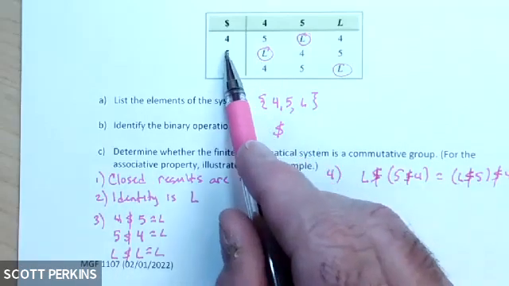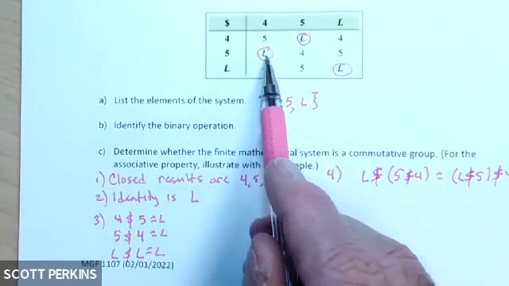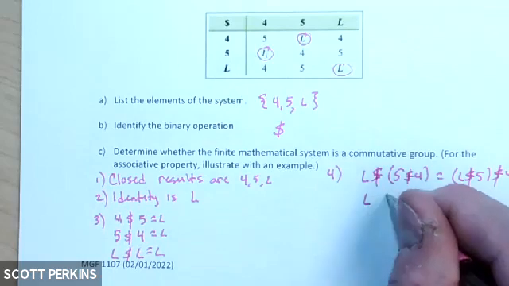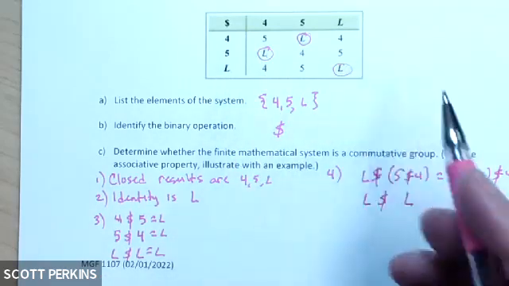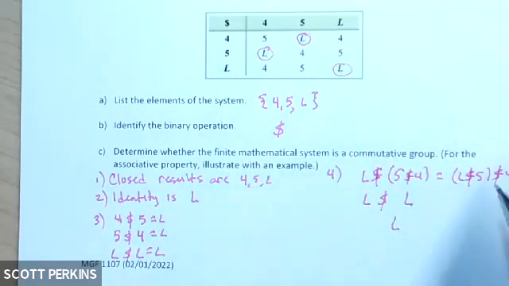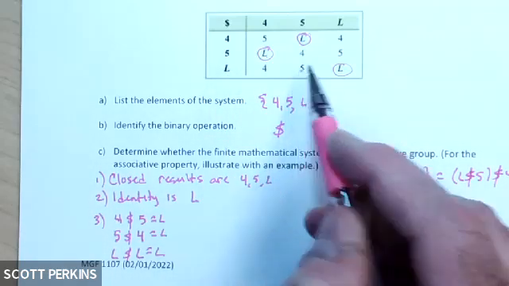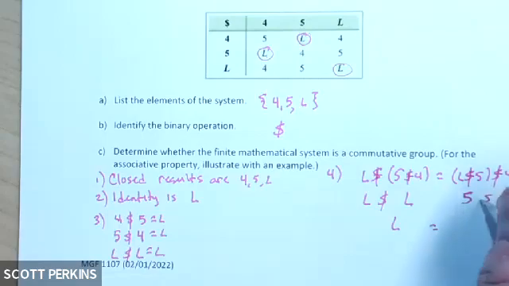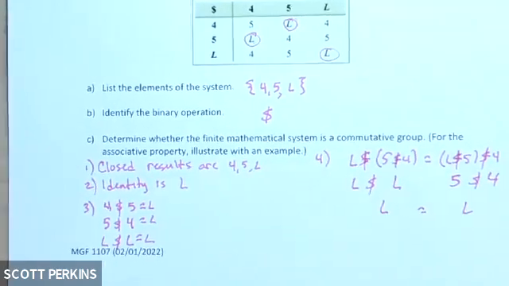So L of 5 is L. And L itself is L. And then we're verifying. So L of 5 is 5. And then 5 of 4 is L. So we get the same thing. We've verified the associative property.